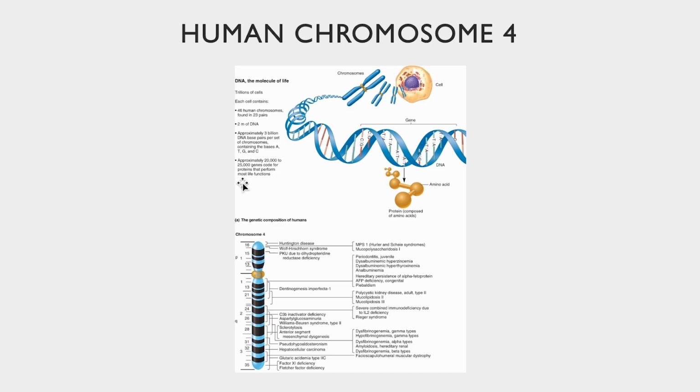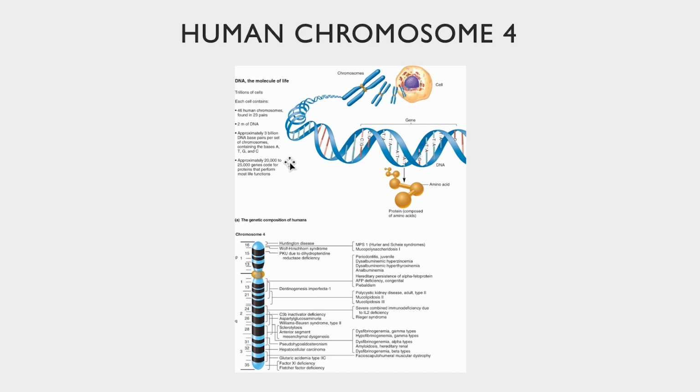Okay, here you have some information about the human DNA. If you uncoil the DNA, it would measure about 2 meters. There are around 3 billion DNA base pairs per set of chromosomes, and each of them contains these 4 bases: A, T, G, and C: adenine, thymine, guanine, and cytosine. And there are, as we said before, approximately between 20,000 and 25,000 genes that code for proteins.